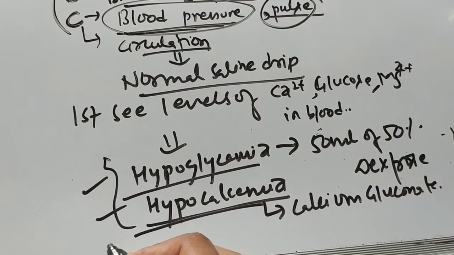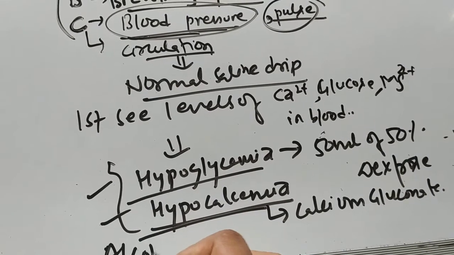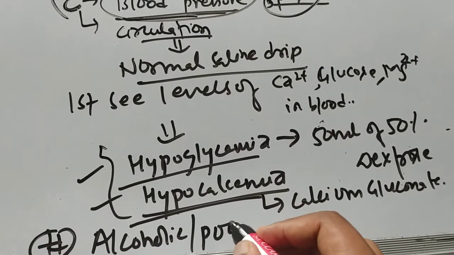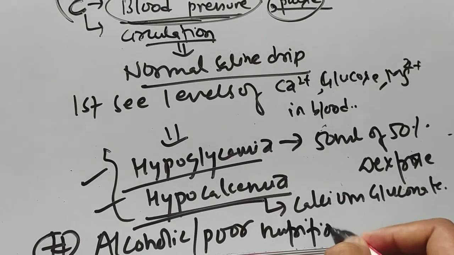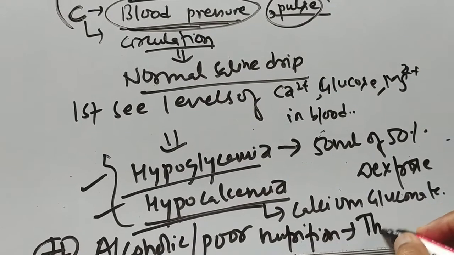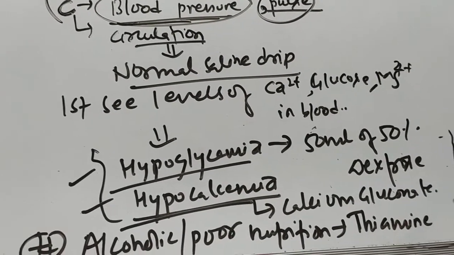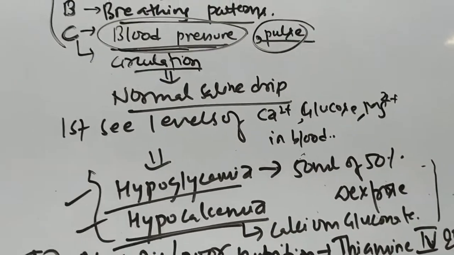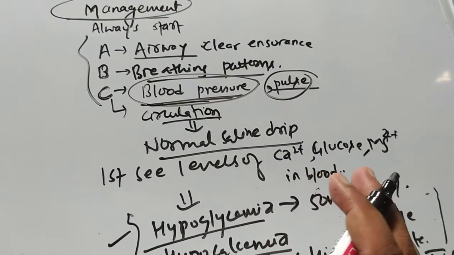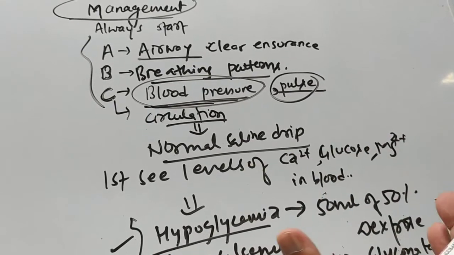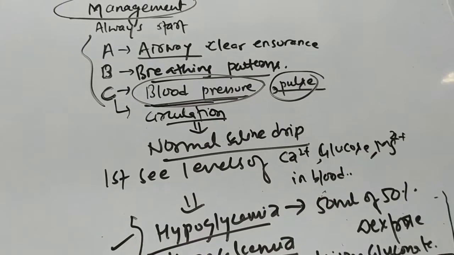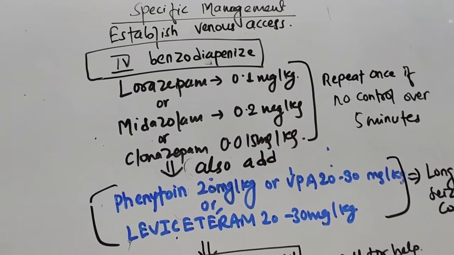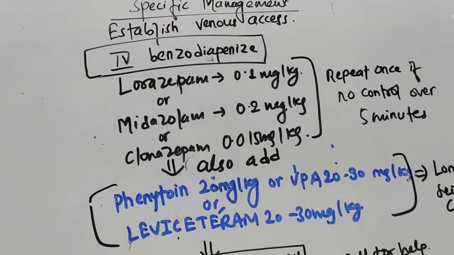Always look for these things, and also see the nutritional status of the patient. Suppose the patient is alcoholic, or of poor nutrition, then you can administer thiamine. You can give thiamine intravenously at 250 mg. So these are the things you can do in the basic life-saving management of a patient of status epilepticus.